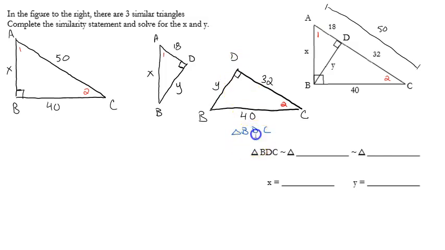Angle D, that's my right angle. Angle C, that's my angle 2. Well, that must make angle B my angle 1, because I have to have a right angle, an angle 1, and an angle 2 in all three names.